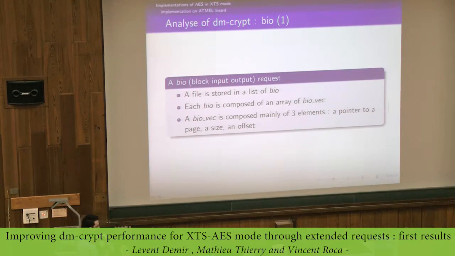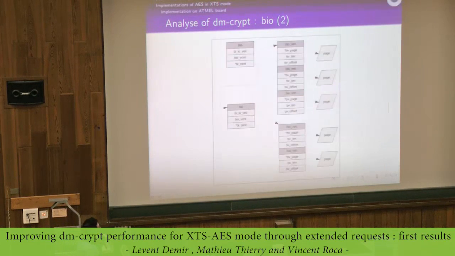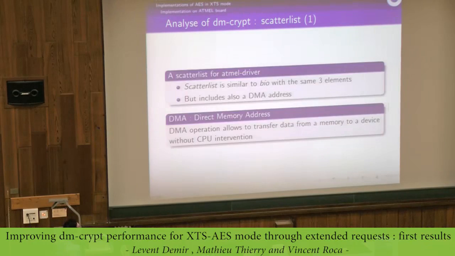When you have a file inside Linux, the file is stored in a list of BIO. BIO means block input output. Each BIO is composed of an array of BIOVEC, and each BIOVEC is composed of 3 elements. With this representation, it's easier to understand. We have a list of BIO. Each BIO is composed of an array of BIOVEC, and each BIOVEC has 3 elements: a pointer to a page, where you have data, the length of the data, and the offset inside the page. So this is a BIO. A file is stored in a list of BIO. This is the entry point.